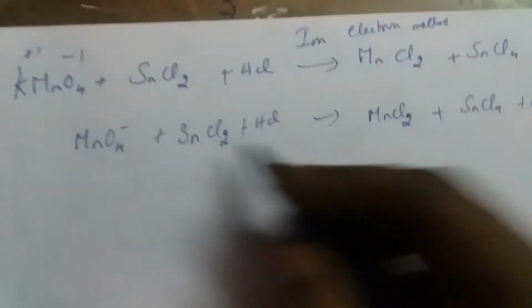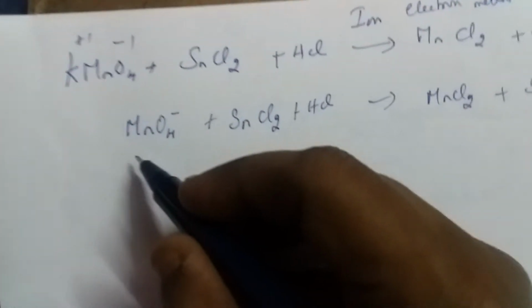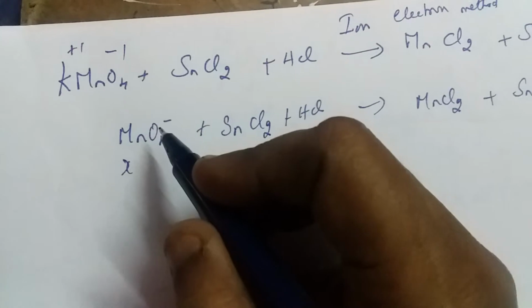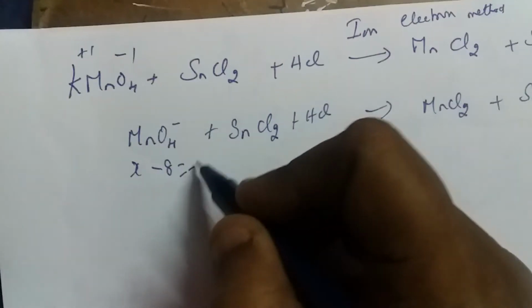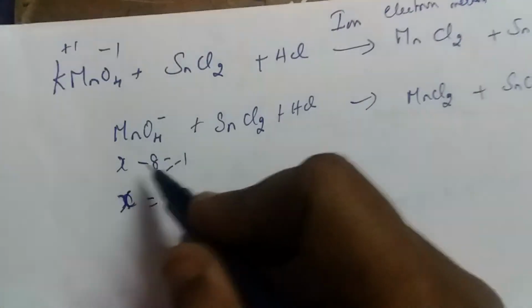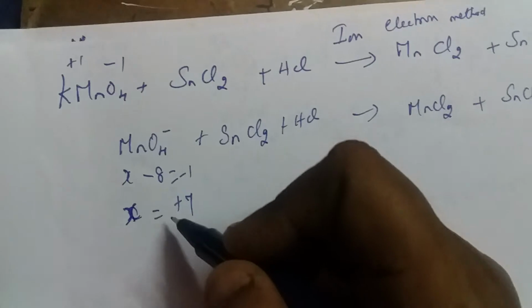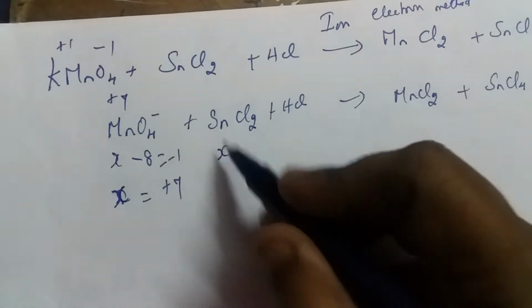Then you have to find the oxidation number for the given elements. Here manganese, X, we don't know. For each oxygen the oxidation number is -2. -2 into 4 is -8, that is equal to -1. Therefore X is -1 plus 8, therefore +7. You have to mention the sign. Here it is +7.